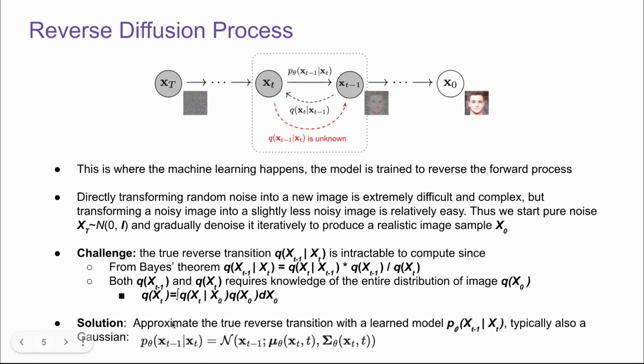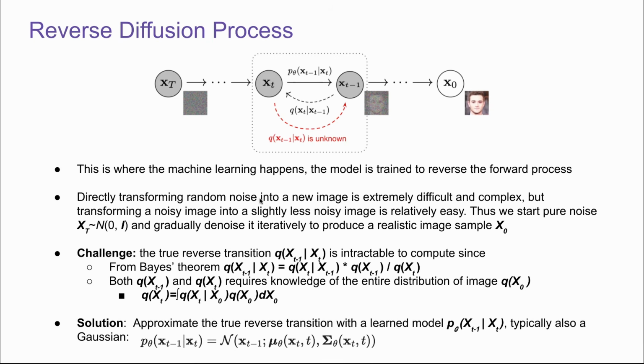The next is the reverse diffusion process. This is where the machine learning actually happens. The model is trained to reverse the forward process. So there's no machine learning in the forward diffusion process. It's just Markov chain and mathematics. So in the reverse diffusion process, the goal is we want to reverse the forward diffusion process. So we start from a random noise image, and we want to iteratively remove noise from this image. And after t steps, hopefully we can get the original image here.